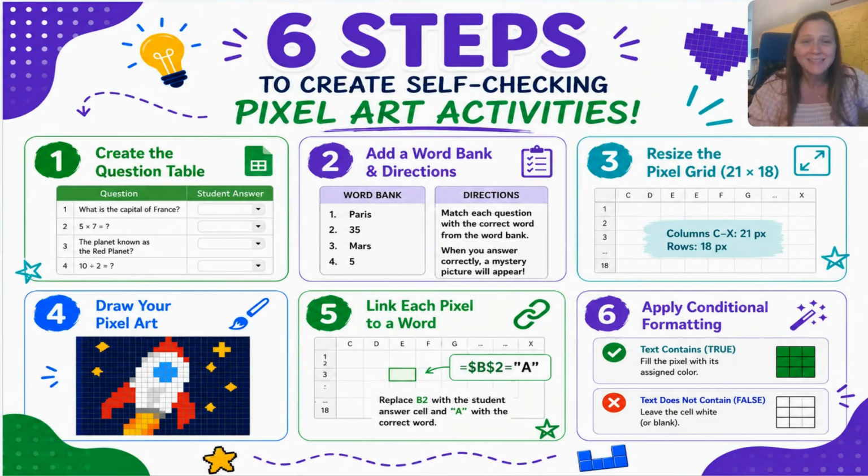Okay, folks, that's it. I know this was a longer one, so thanks for sticking with me. Once you get started on this, you're going to realize that with a little bit of practice, it's going to get easier and easier and easier for you. So just a quick recap: create the question, add your word bank and directions, resize your grid, draw your pixel art, link each pixel to a word, remember with that $ sign, which means look in, and then apply conditional formatting using that green and red stoplight symbol.